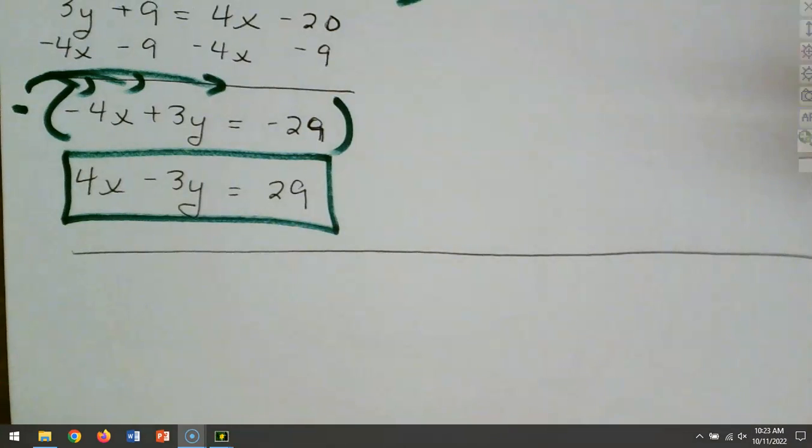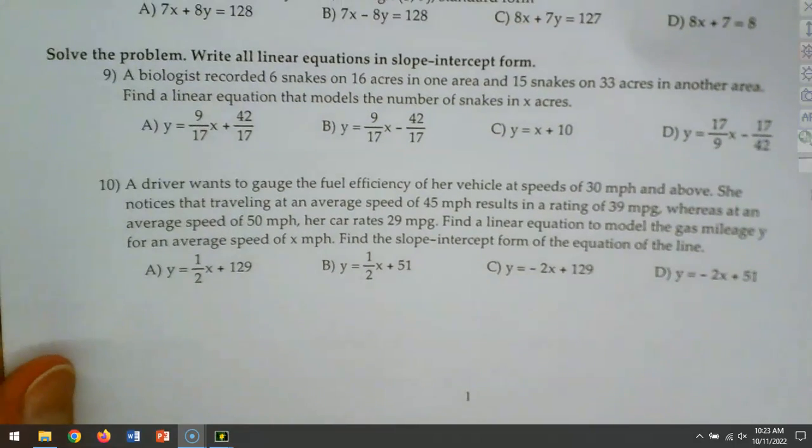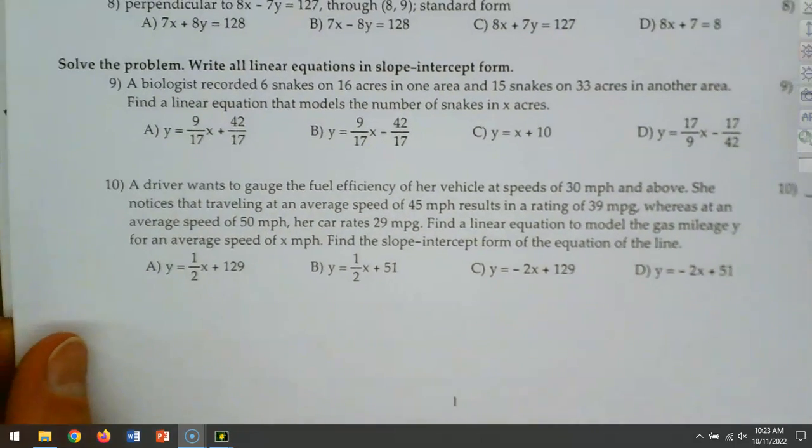The applications are going to work the same way. I'm going to work out one of the applications, and then you can finish the others. I'm going to work out 10 from your homework, and you can do 9. 9 is the same as 10, but I'm going to work out 10, and this is from your homework packet 2-5.